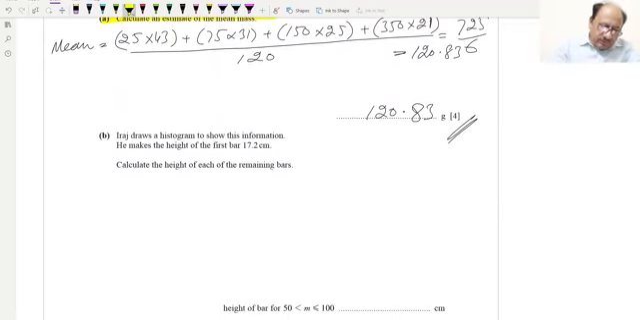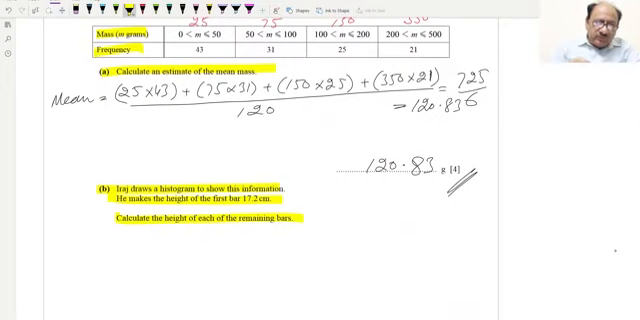Now B part says Iraj draws a histogram to show this information. He makes the height of the first bar as 17.2. Calculate the height of each of the remaining bars.